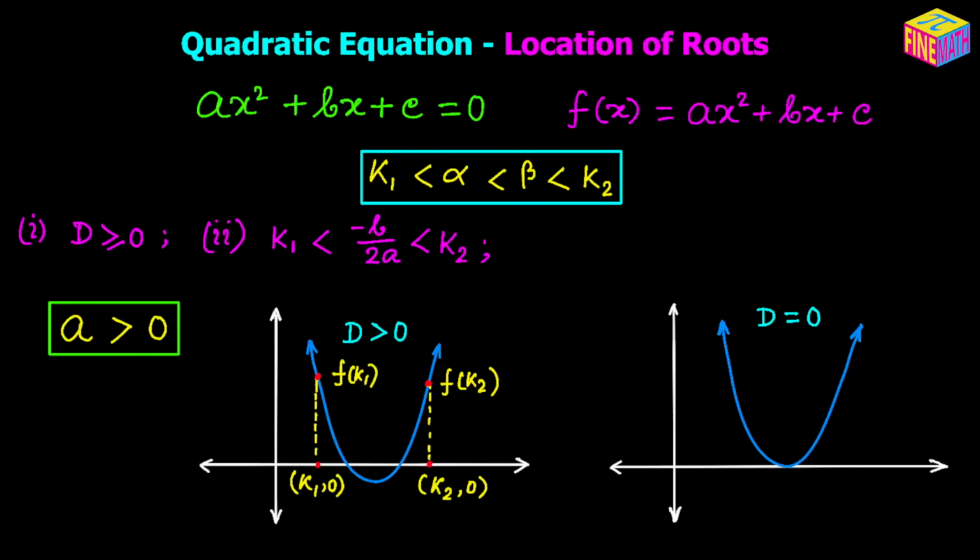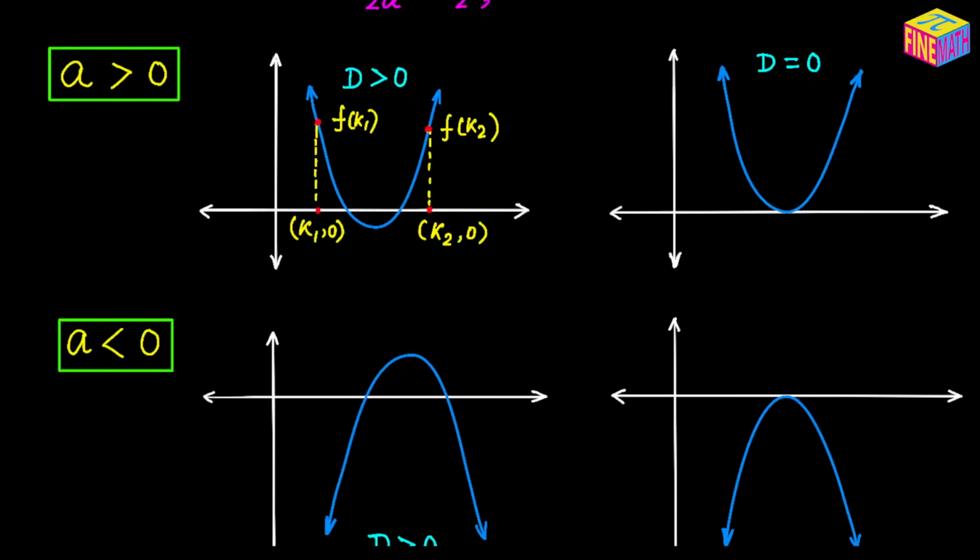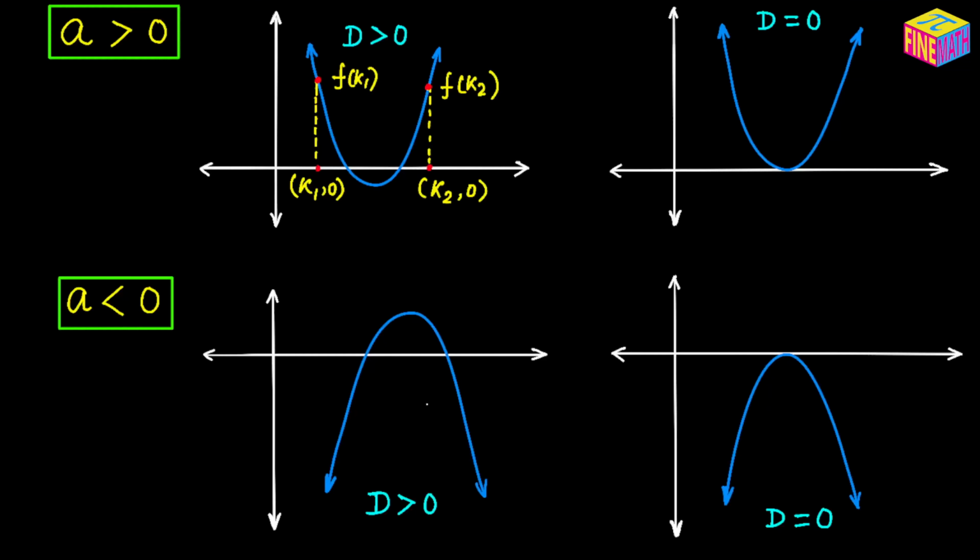And now if we do the same thing on the diagram when the leading coefficient is negative, let's take a look and see how that's going to look. So here I have the diagram for quadratic equations where the leading coefficient is negative, and again here let me plot k sub 1 and k sub 2.